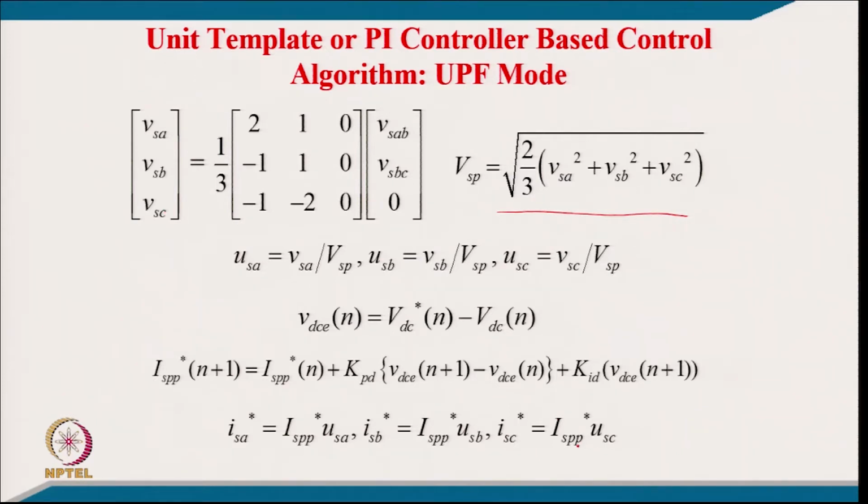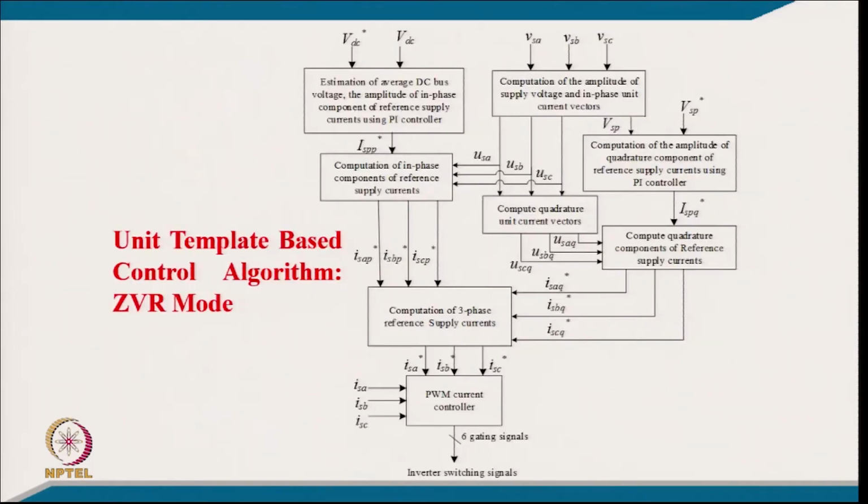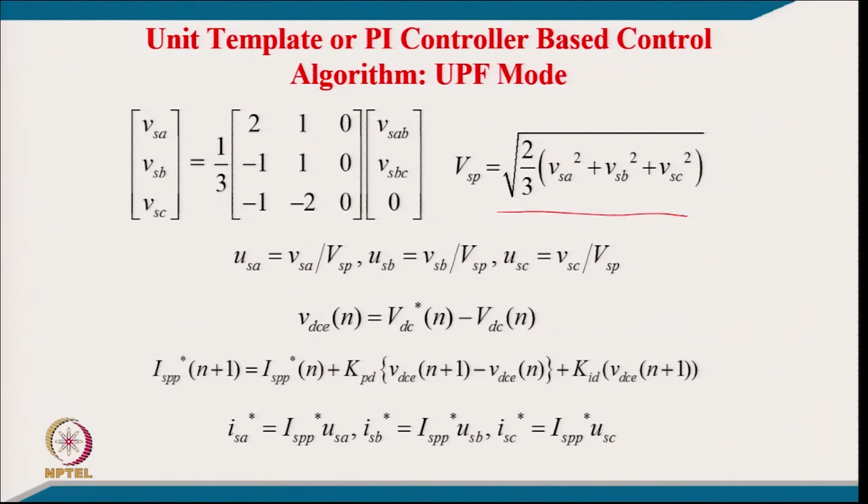This means that if the actual supply currents are controlled close to these reference currents, we get unity power factor operation of this DSTATCOM. So, that is about it. We have to sense the current.